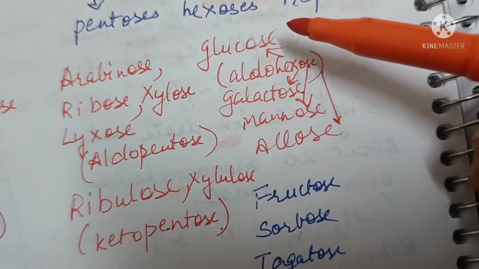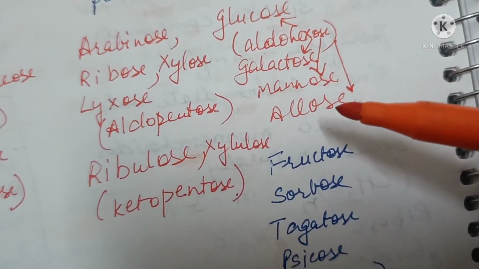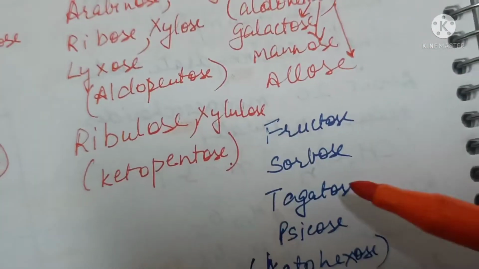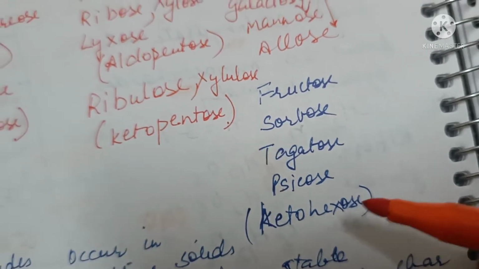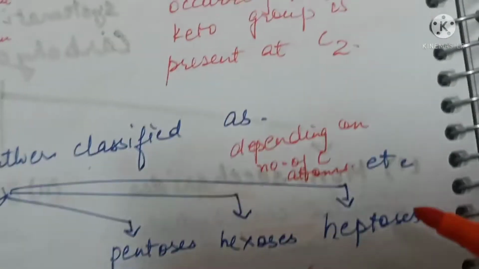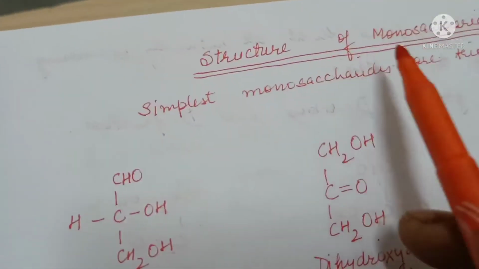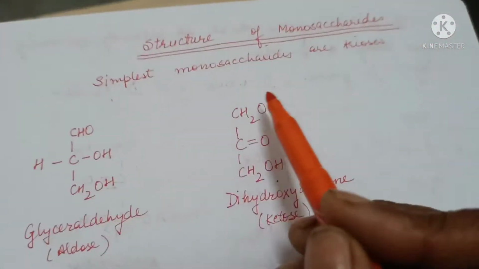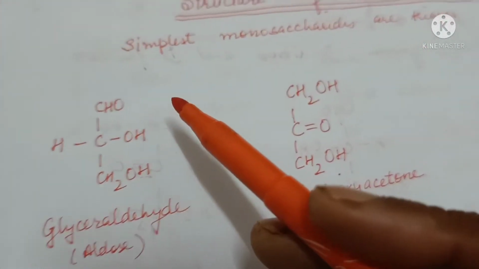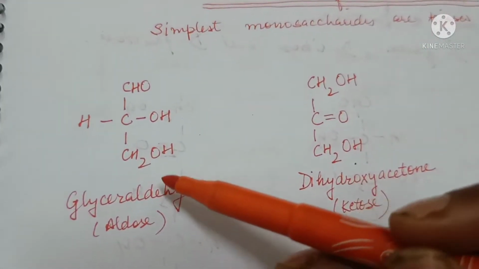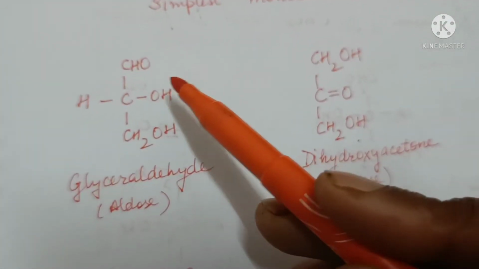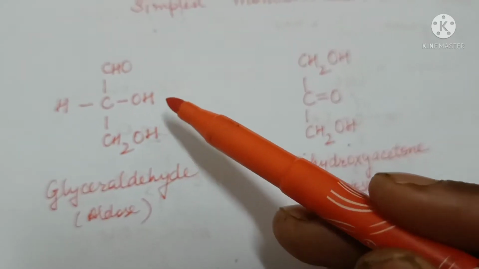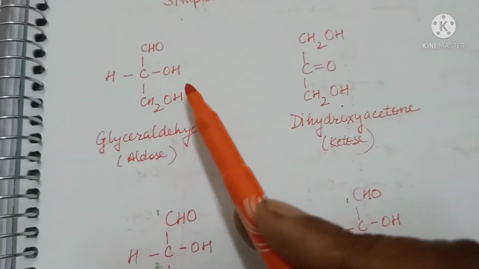Hexose examples: glucose, galactose, mannose, and allose are aldohexoses, whereas fructose, sorbose, tagatose, and psicose are ketohexoses containing 6 carbon atoms. Similarly, heptose will contain 7 carbon atoms. Structure of monosaccharides. The simplest monosaccharides are trioses. For example, glyceraldehyde is an aldotriose, with aldehydic functional group and 3 carbon atoms, and it contains 2 OH groups.